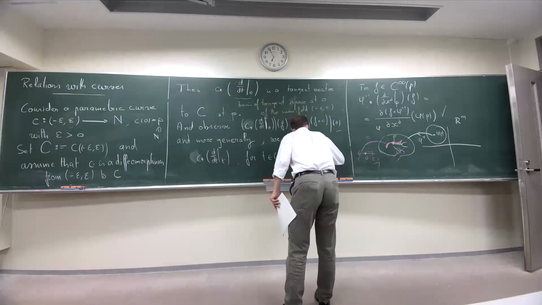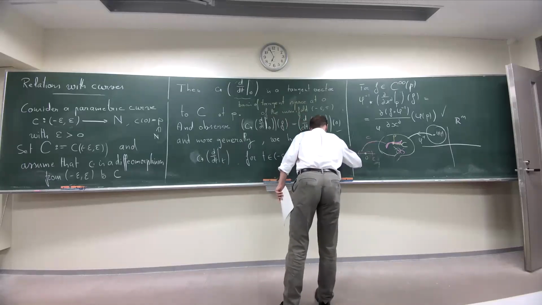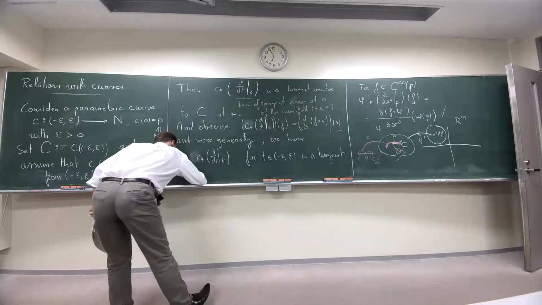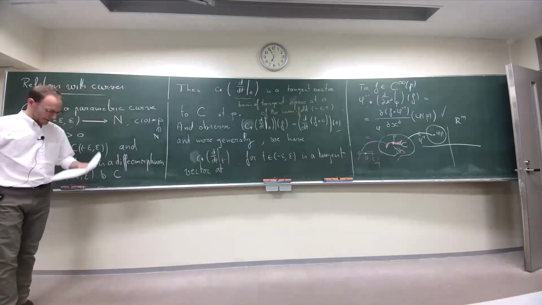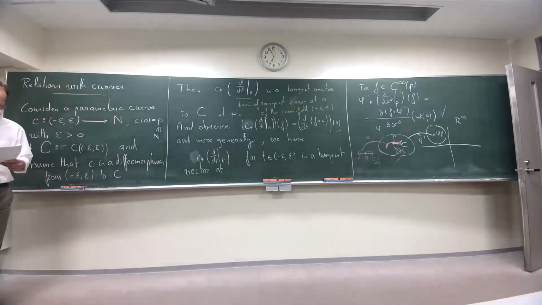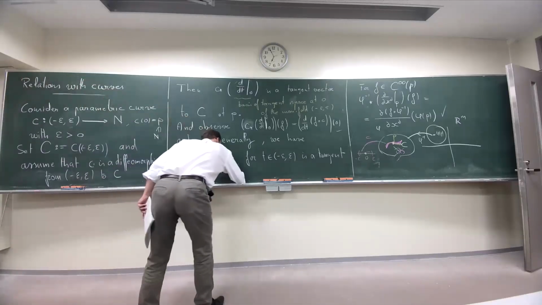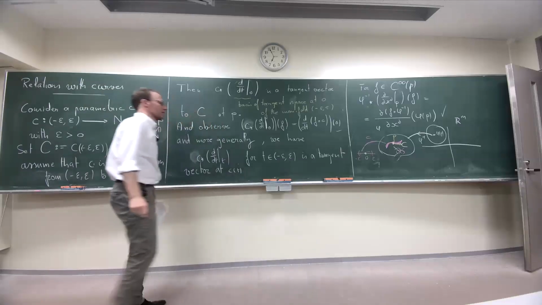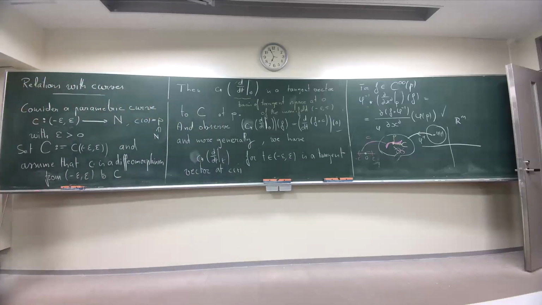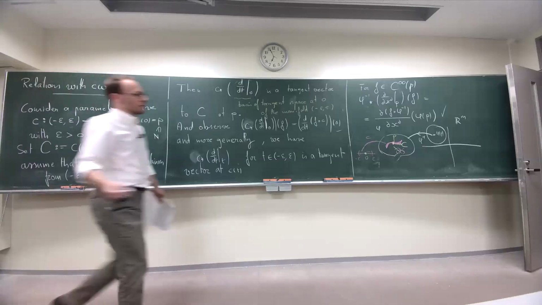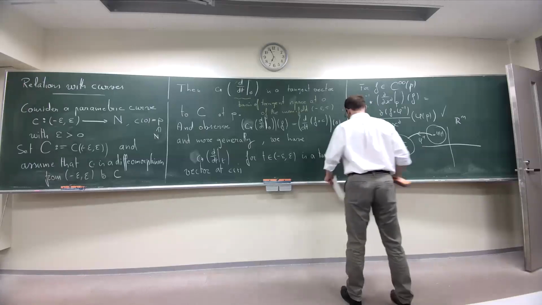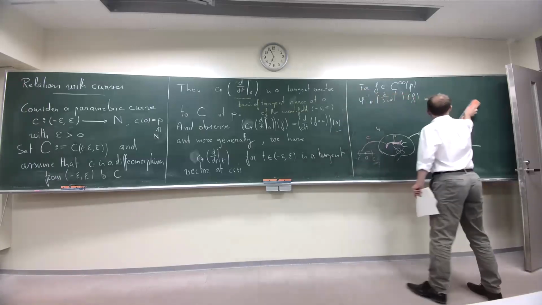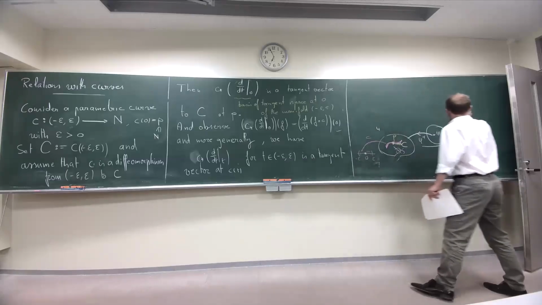It is a tangent vector. At which point is it a tangent vector? It's a tangent vector at C of t. If you look at the definition, it has to be a tangent vector at the point C of t, which is any point here. All right. Okay. So far, so good.